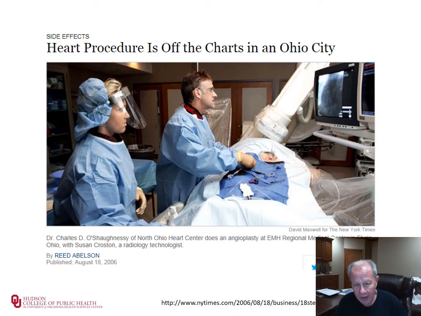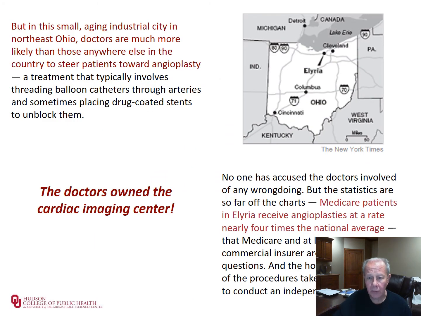Similarly, here's one of my favorite examples. This is a cardiac catheterization lab in Elyria, Ohio. This was published in 2006 in the New York Times, and it shows a doctor doing a heart cath procedure. What was interesting about this facility was that it sat about 30 miles from the Cleveland Clinic, which is one of the world's most prominent cardiac centers.